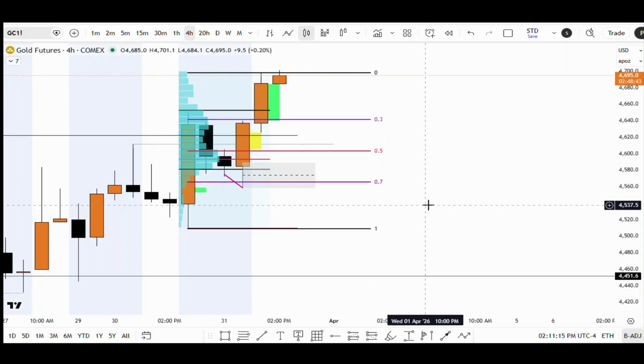You usually do ES, but I just wanted to do something different, so I'm going to use gold.